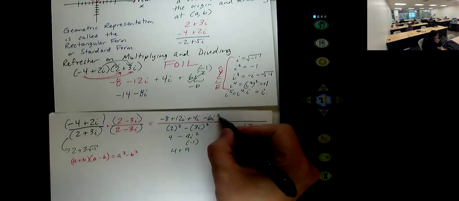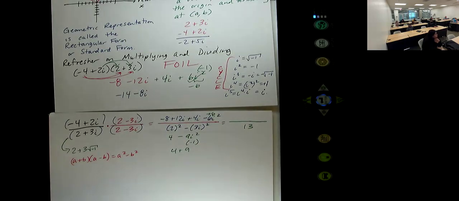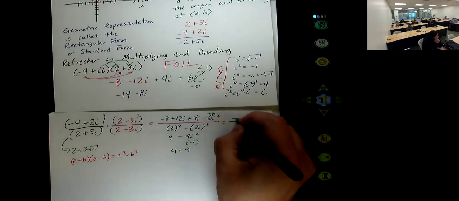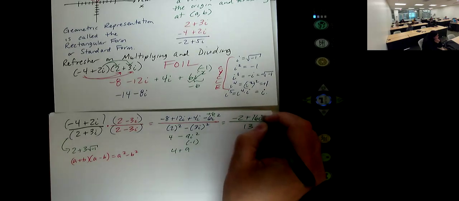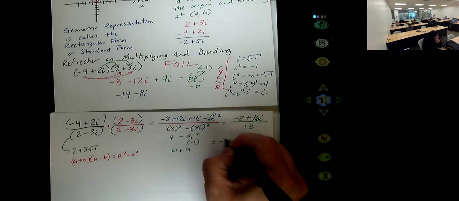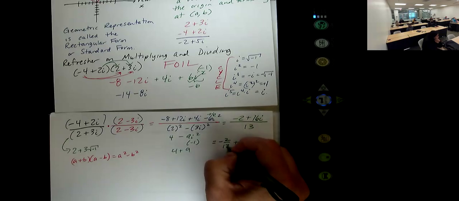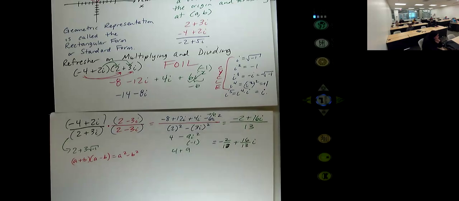And the -6i squared turns into +6 after we turn the i squared into -1. And we get -2 plus 16i on top. So if we wanted to write it in the form that looks like the other ones, we just split it up into 2 fractions. This is not the most fun thing to do.